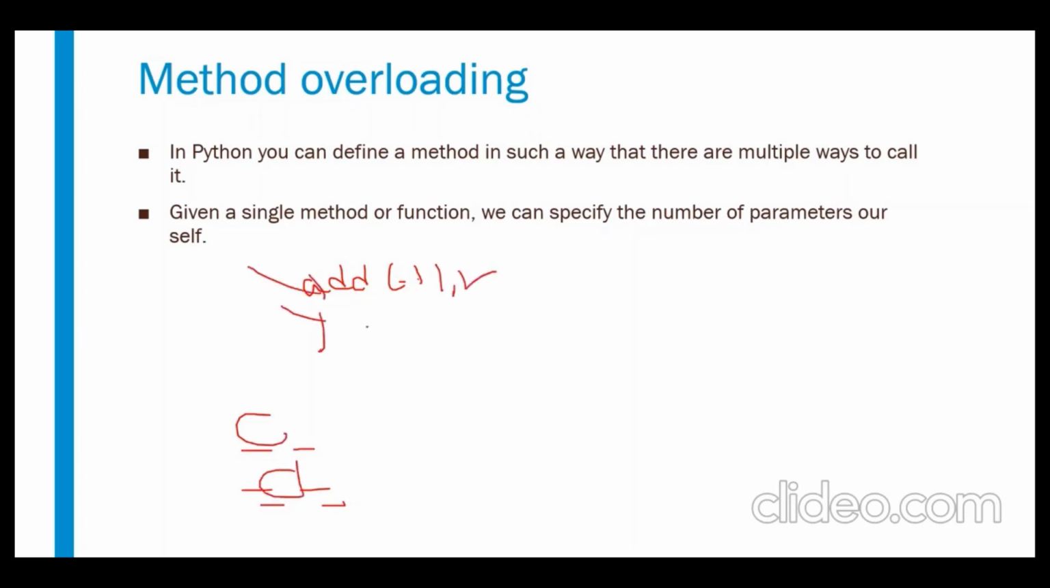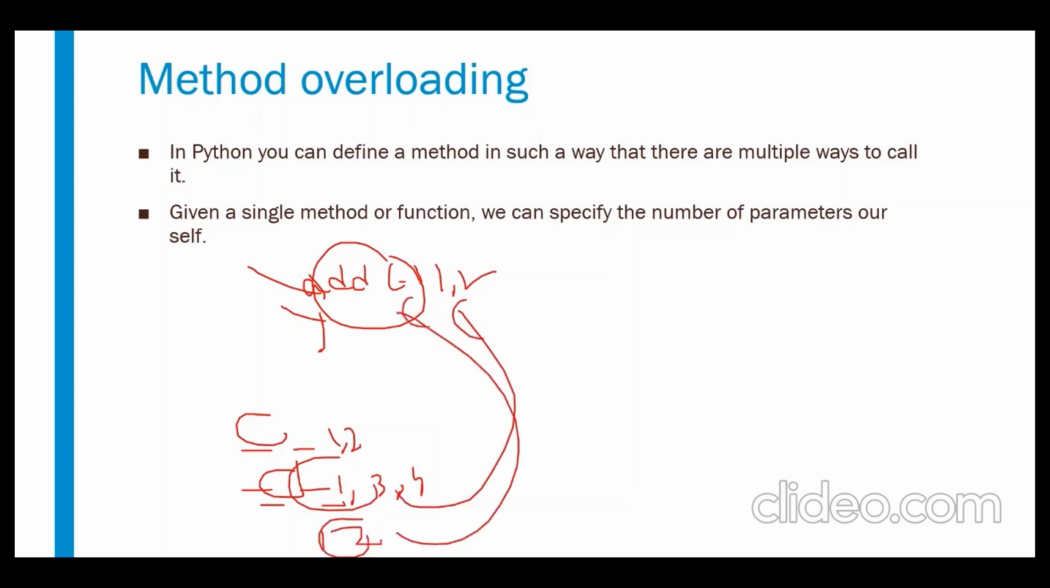Suppose it is taking 1, 2, the other method is taking... suppose if I pass 1, 2, the same method will act something different. And if I pass different parameters, the same method will be called and it will act differently. And if I pass different parameters again, it will act differently again. The same thing will behave differently based upon the inputs we provide. This is a kind of overloading concept in Python.